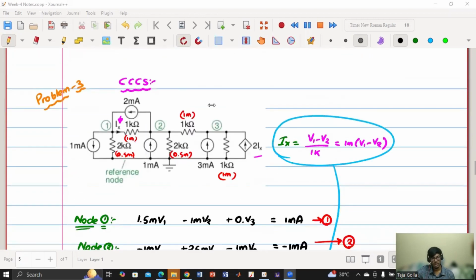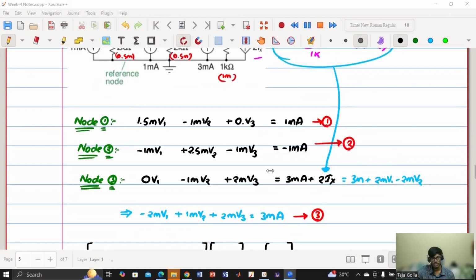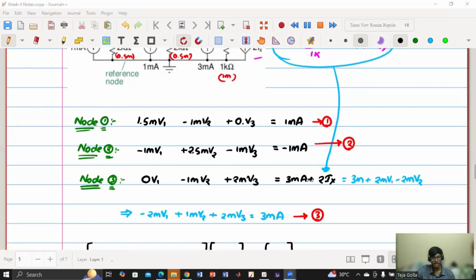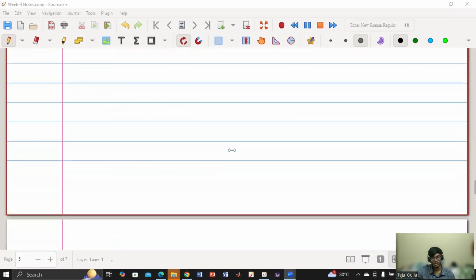Even if it is a current controlled current source, Ix will be substituted in terms of V1 and V2, and only at that node will the expression change. At the other two nodes, it will be the same, according to the logic that we have learned. And at node 3, we just have to manipulate it, and then we got the expression in terms of matrix multiplication, and we solved for the voltages.